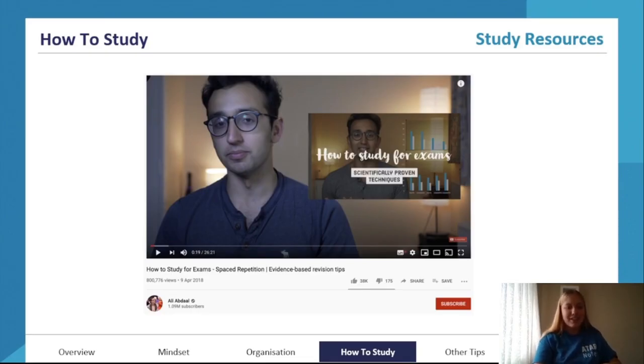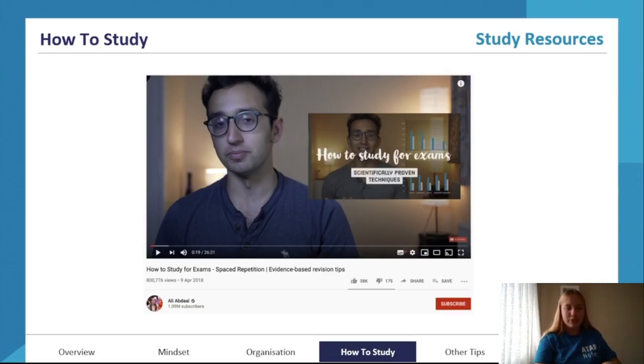So, spaced repetition, what does that mean? Well, when we learn something once, we are going to forget it. So we need to repeat it over time so we do not forget it. If we learned completely new concepts, we are going to revise that on the same day and the next day and potentially another time that week.